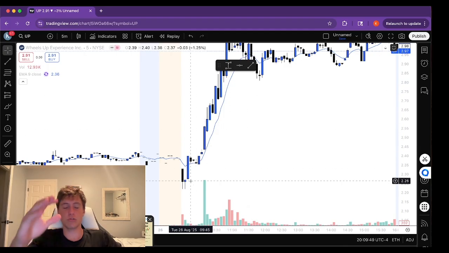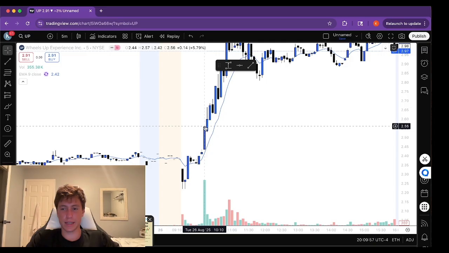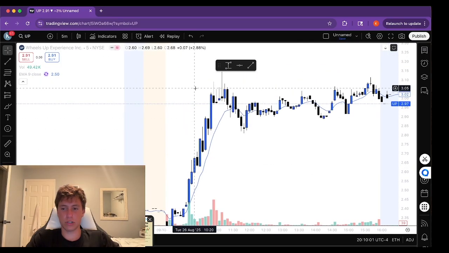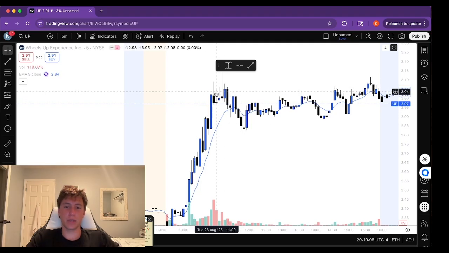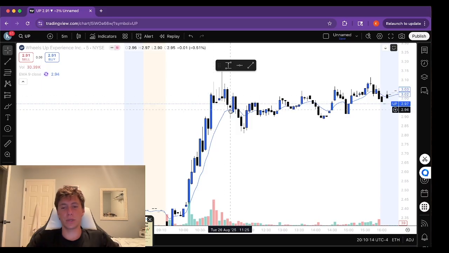If I'm getting into a continuation pattern where there's a bunch of green candles and I'm looking for more green candles after that, then I'll probably get in here at like 2.56 right here. But then it goes all the way up to 3. Guys, that's a crazy return. And then we go over here, and our contracts are probably up like 120% because I trade options.